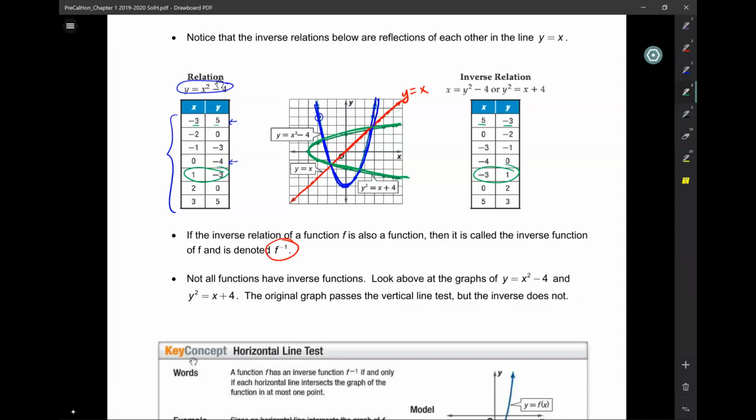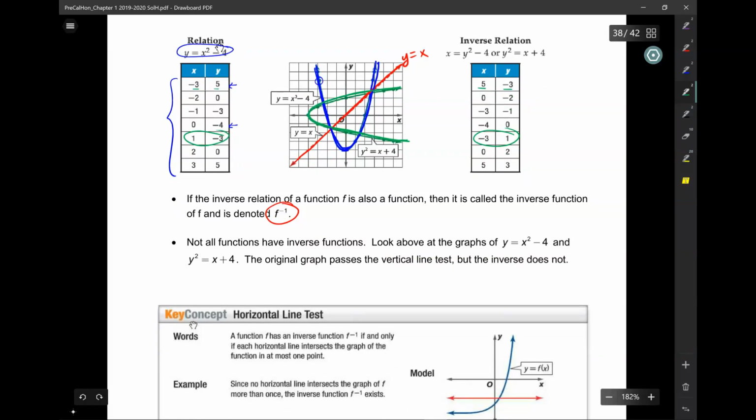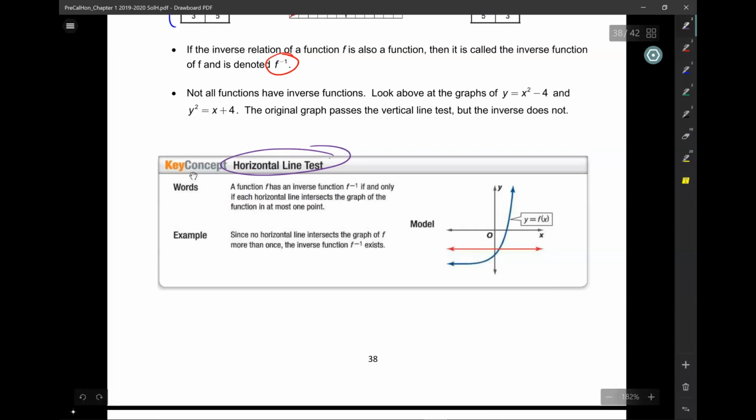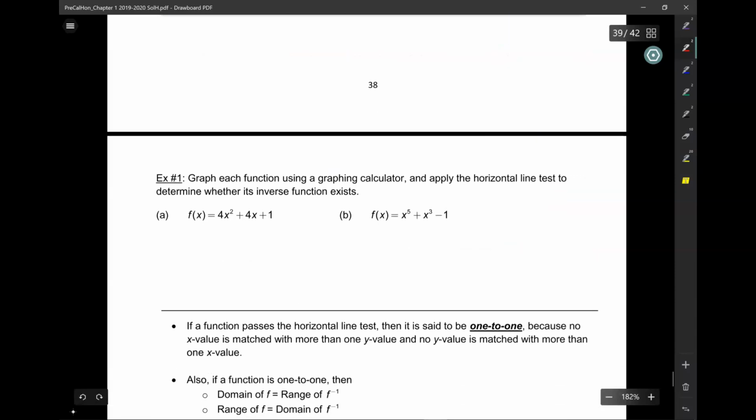So from the beginning, if we test for functions using the vertical line test, then we can do a horizontal line test, and that will tell us from the beginning if the original function will have an inverse which is also a function, right? So the horizontal line test says if you draw a series of horizontal lines through a function, and if the horizontal lines only pass the graph one time, then its inverse will be a function.